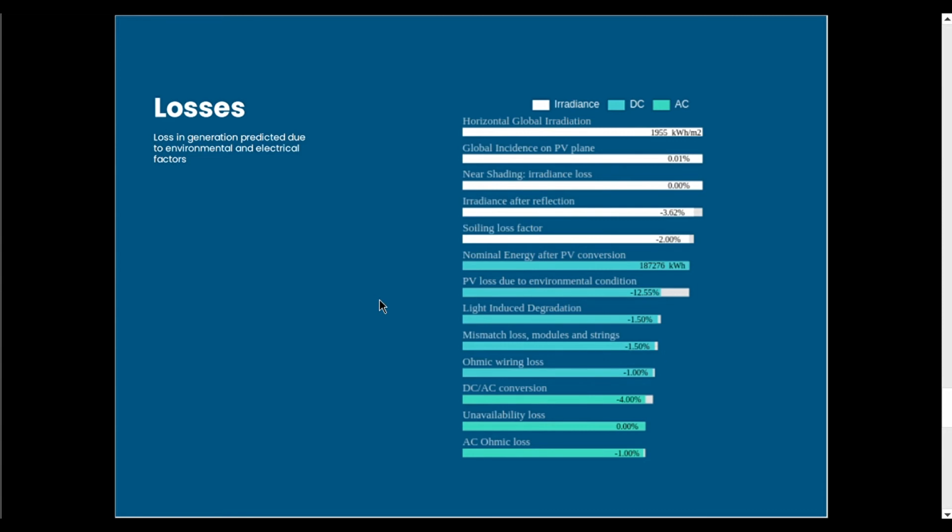On the next page, a detailed loss diagram shows the total losses at each step of the irradiance and energy calculations.